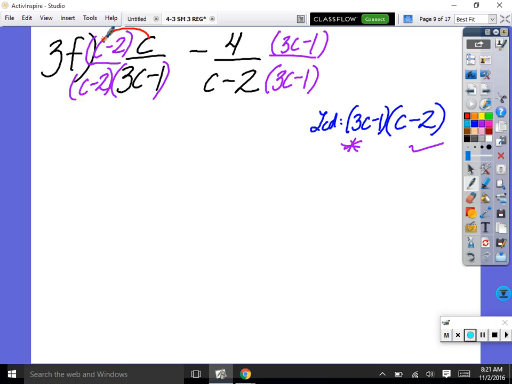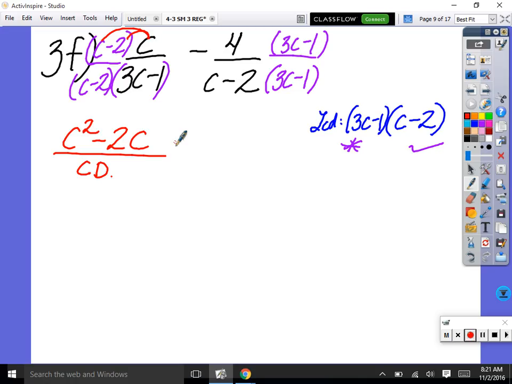C times c is c squared. C times -2 is -2c. That's all over the common denominator. Can I just put common denominator for right now? Abbreviate, and then in the end I'll write it. Does that confuse anybody? Yeah, as long as you're in your final answer. Is everybody okay with that? Okay, so this means common denominator, not to be confused with C.